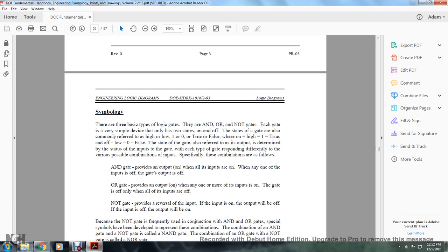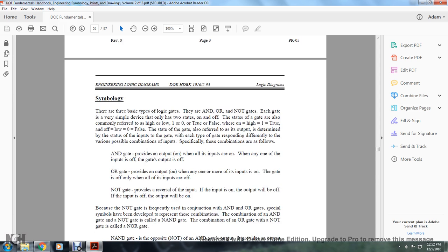An AND gate provides an output when all the inputs are on. When one of the inputs is off, the gate output is off. An OR gate provides an output when any one or more inputs are on, and the output is off only when all inputs are off. A NOT gate provides a reversal of an input. If the input is on, the output will be off. If the input is off, the output will be on.